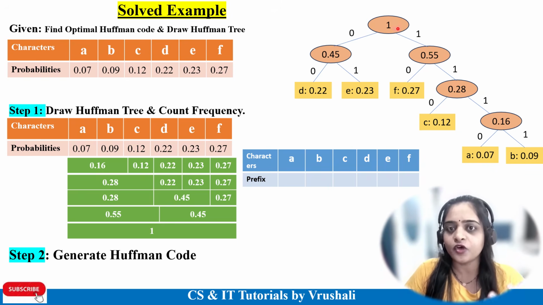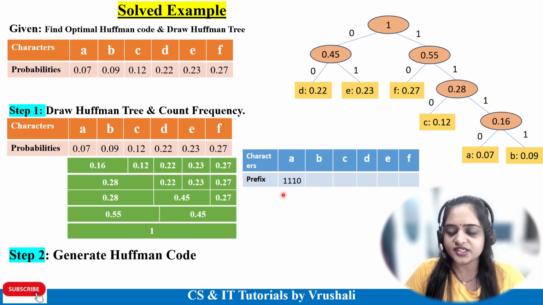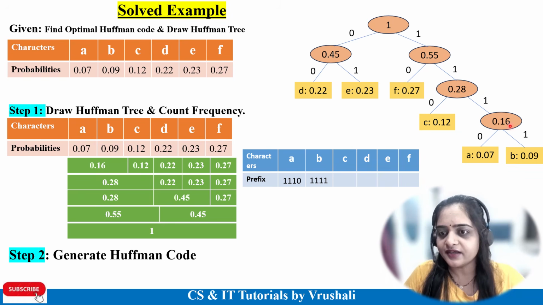Check the path from the root. See, this is 1, 1, 1 and then 0. So just write down here 1, 1, 1 and 0. This is called the Huffman code of the character A. So find the Huffman code from the root to the particular node. This is a complete path. Clear? Now again B. So 1, 1, 1, 1. So this is the Huffman code of B.